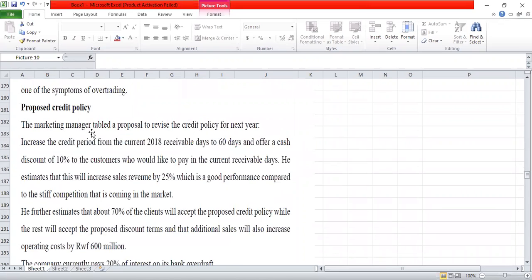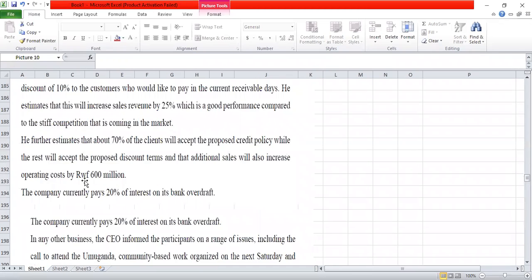The marketing manager tabled a proposal to revise the credit policy for next year. Increase the credit period from the current 2018 receivable days to 60 days and offer a cash discount of 10% to customers who would like to pay in the current receivable days. He estimated that this will increase sales revenue by 25%, which is a good performance compared to the stiff competition that is coming in the market.